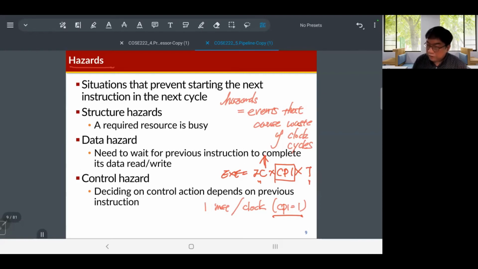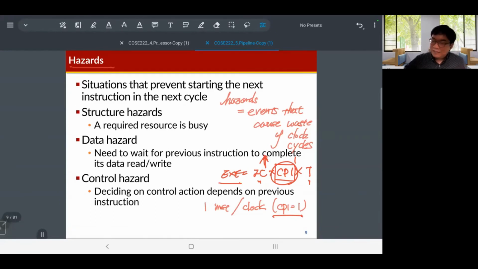Why? Do you understand? So we assume that one instruction consumes one clock cycle. But if a hazard happens for some reason, clock cycles are wasted, which means that some instructions require multiple clock cycles. Right, which means CPI is increased. The execution time is proportional to CPI.